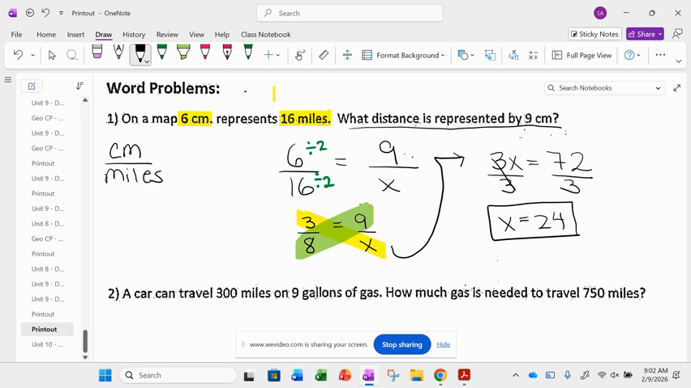So what distance does 9 centimeters represent? 9 centimeters represents 24 miles. We have to put the units. We have to label it. So x equals 24 miles.